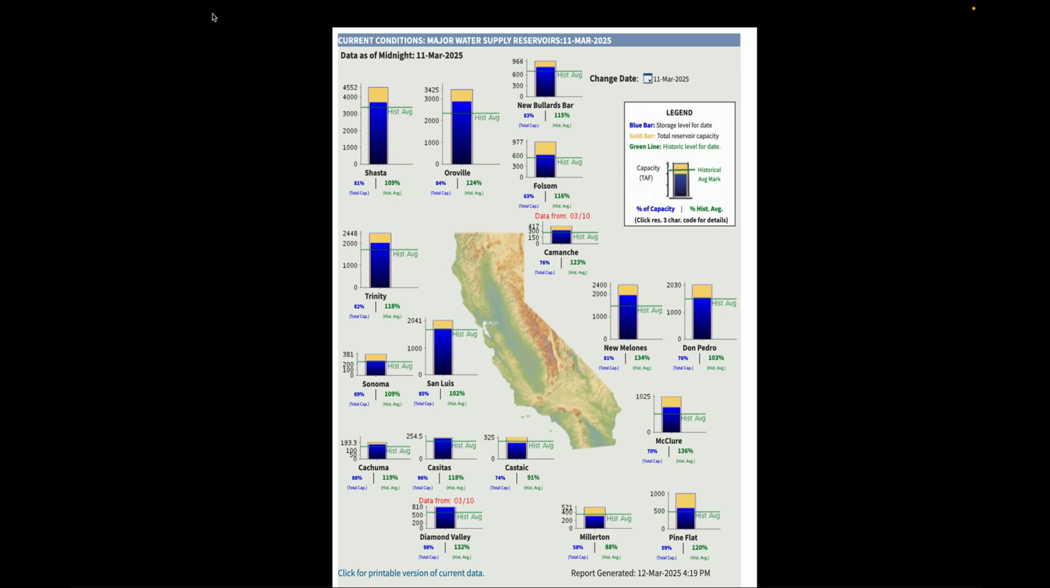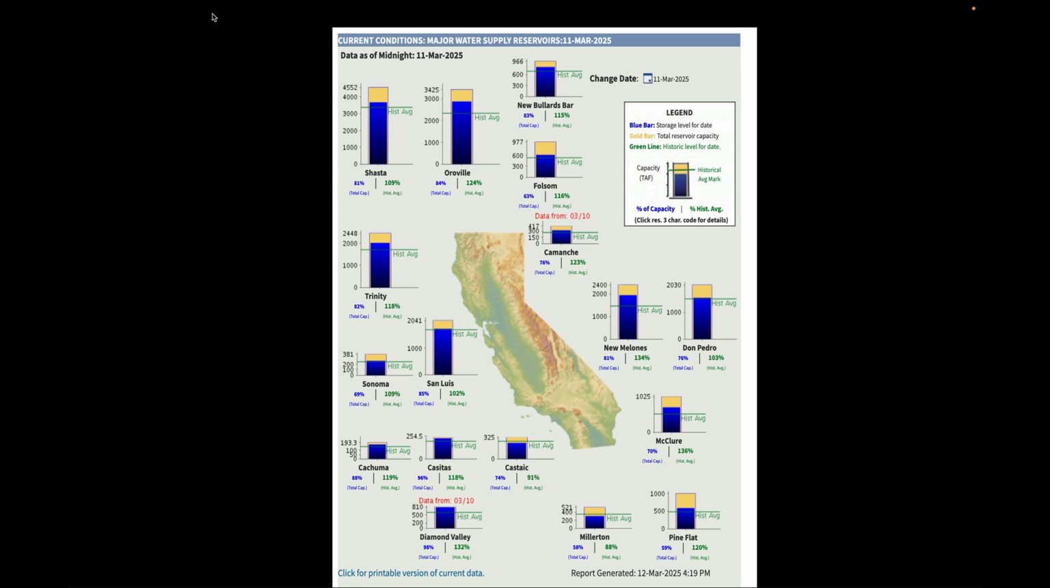The green here is the historical average. I think it's over the last 20 years, but I don't remember exactly. It's some measure of historical average. And then the blue is what percentage of capacity we are at. So the blue is the absolute amount, and that's telling us what we're doing. In this case, the Don Pedro Dam has 76% of maximum capacity.